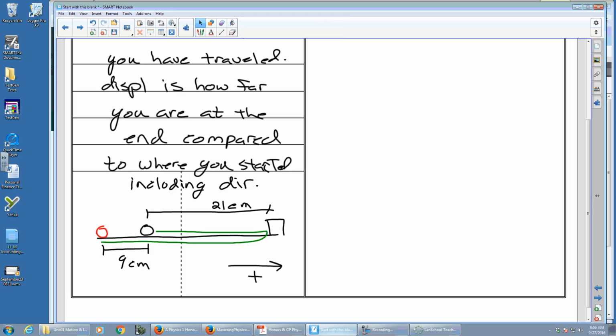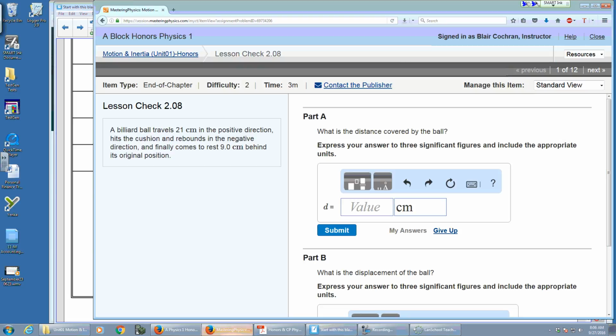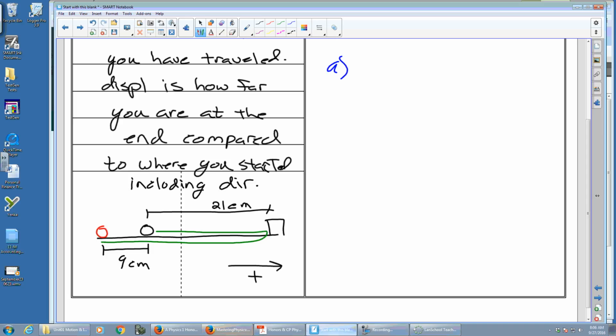So, part A asks us what is the distance covered by the ball. And using our definition of distance of how far you travel, I would find the distance as 21 centimeters plus 21 centimeters plus 9 centimeters gives me a distance of 51 centimeters.